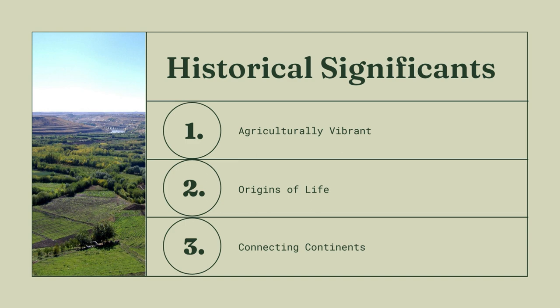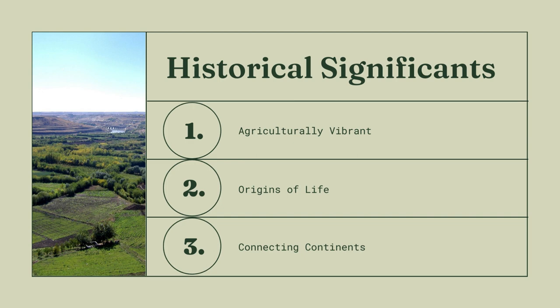It's the origins of life. So when we read the early part of the book of Genesis, this is where we are. This is where life begins. And so the origin of life is found there. And then you have the connection of continents. You have the African continent, where Egypt is. You also have the European continent to the north, west of this area. You have the Asian continent. And so all these continents are coming together in this Fertile Crescent area.